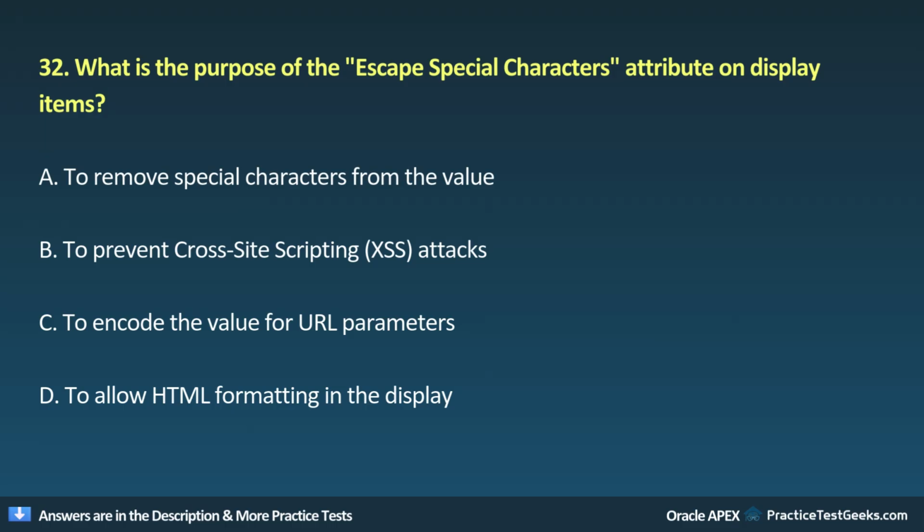32. What is the purpose of the escape special characters attribute on display items? A. To remove special characters from the value. B. To prevent cross-site scripting, XSS, attacks. C. To encode the value for URL parameters. D. To allow HTML formatting in the display.